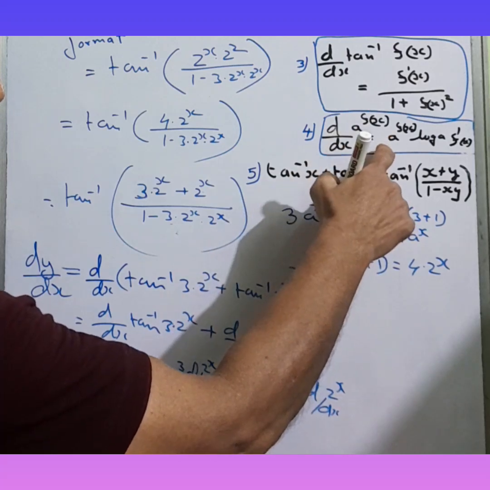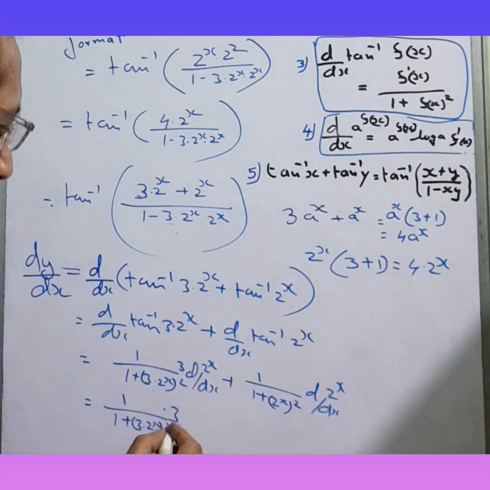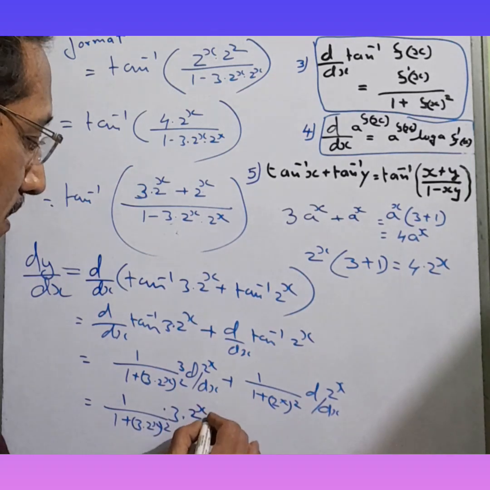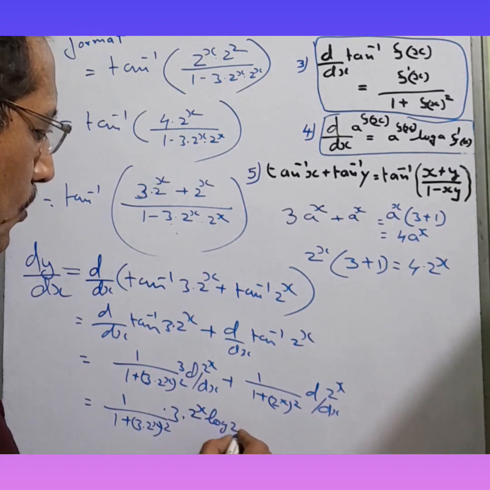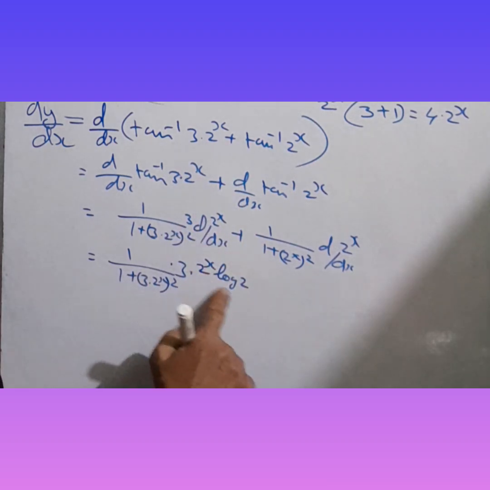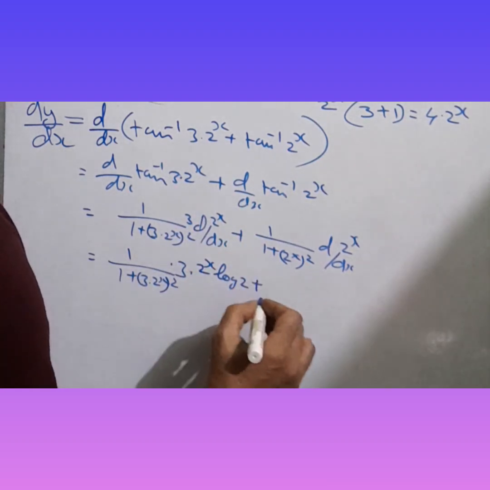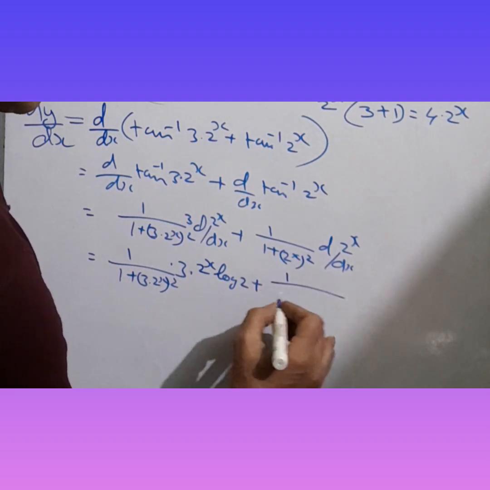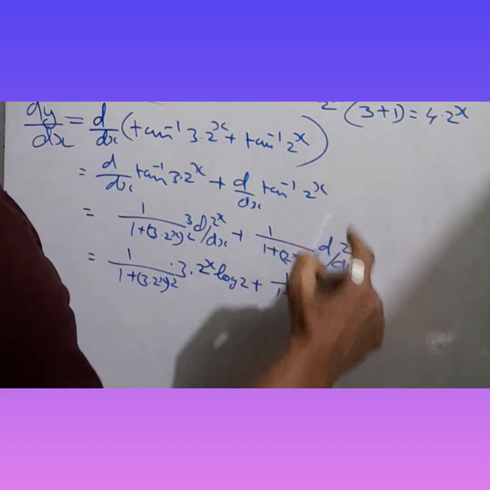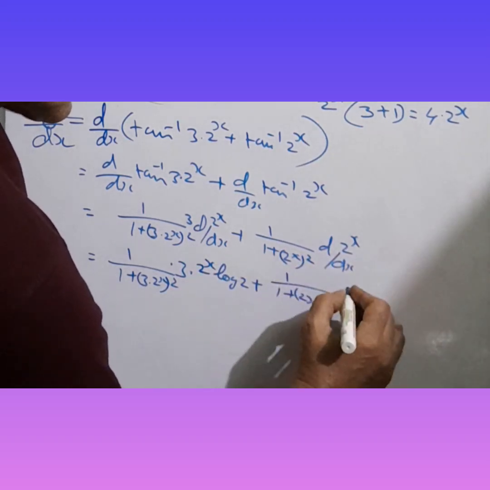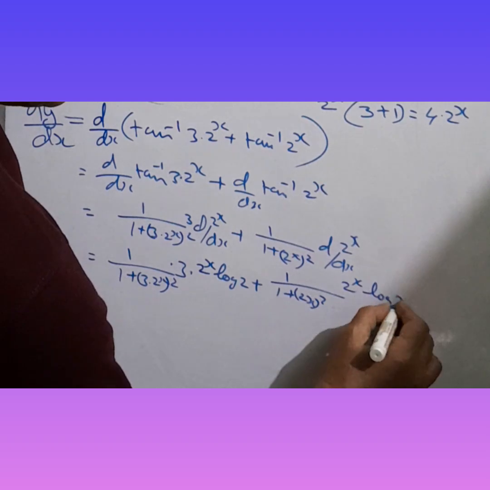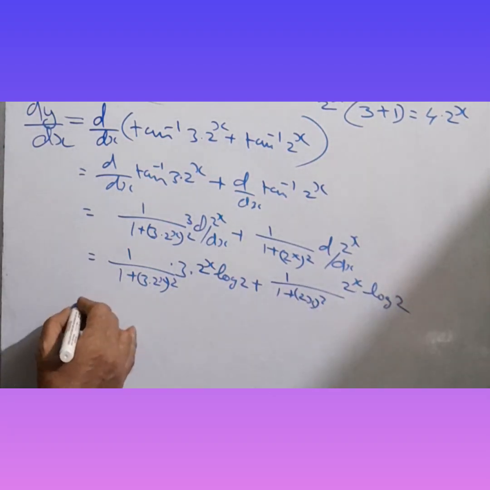The derivative of a raised to x is a raised to x log a. So 3 remains as it is, and it is 2 raised to x log 2, and d by dx of x becomes 1. So that is what it is. This would be 1 plus 2 raised to x the whole square as it is, and d by dx again, so this also would be 2 raised to x log 2.